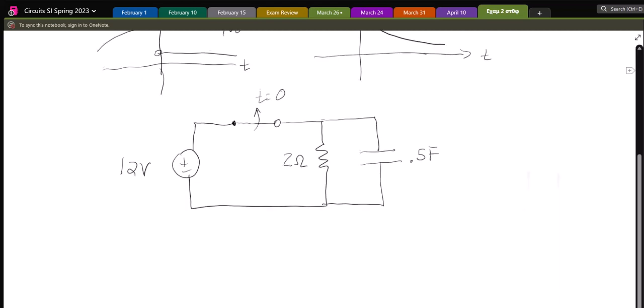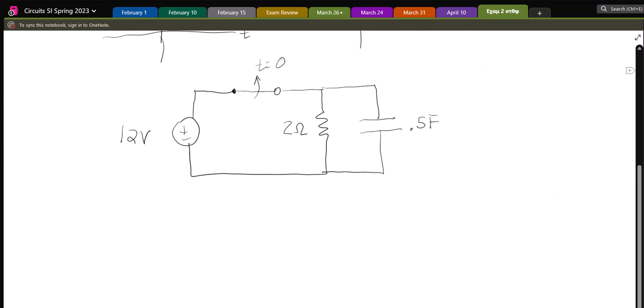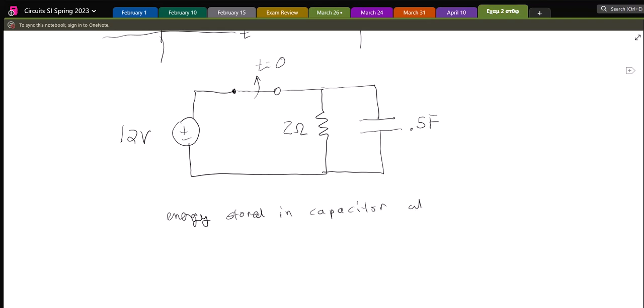And let's say that my job is to come up with the voltage across the capacitor. Oh, let's say my job is to find the energy stored in the capacitor at time t equals 0.5 seconds.